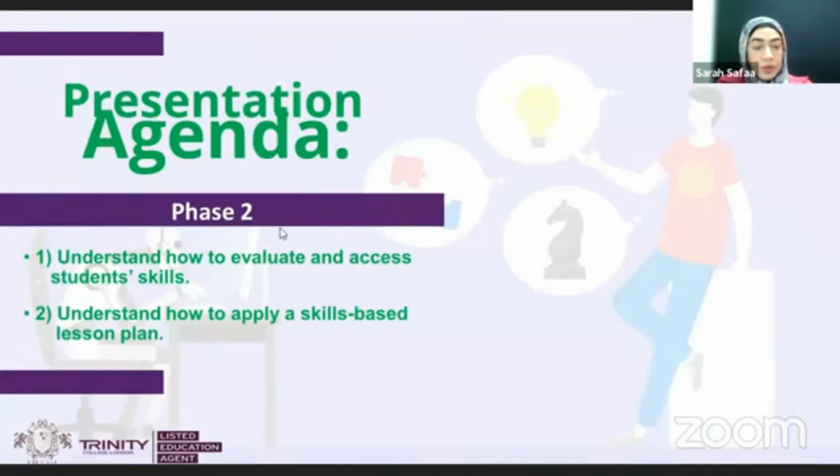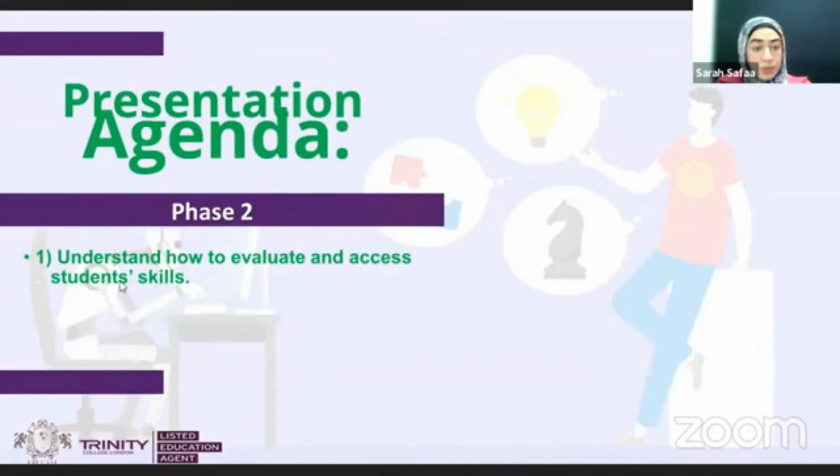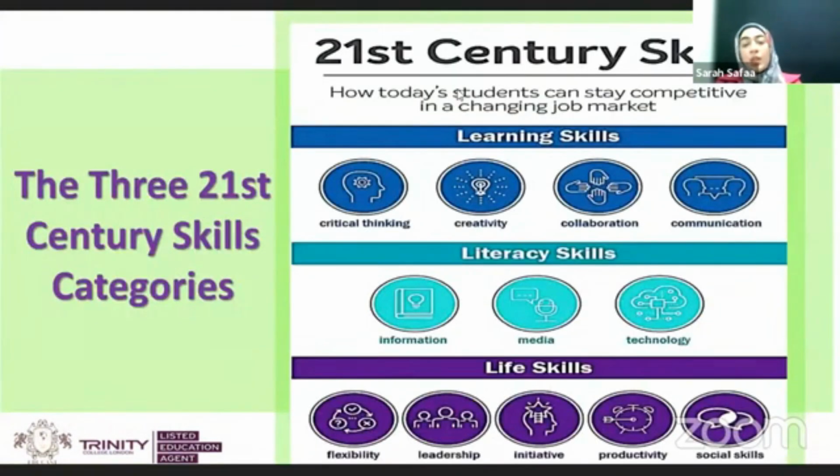And we're going to go to phase 2. But let's go back to the 21st century skills. I want you to look at all the skills in front of you and think, what are the main skills that I should integrate in my business English course and why? Okay, look at it and think about it for a while.